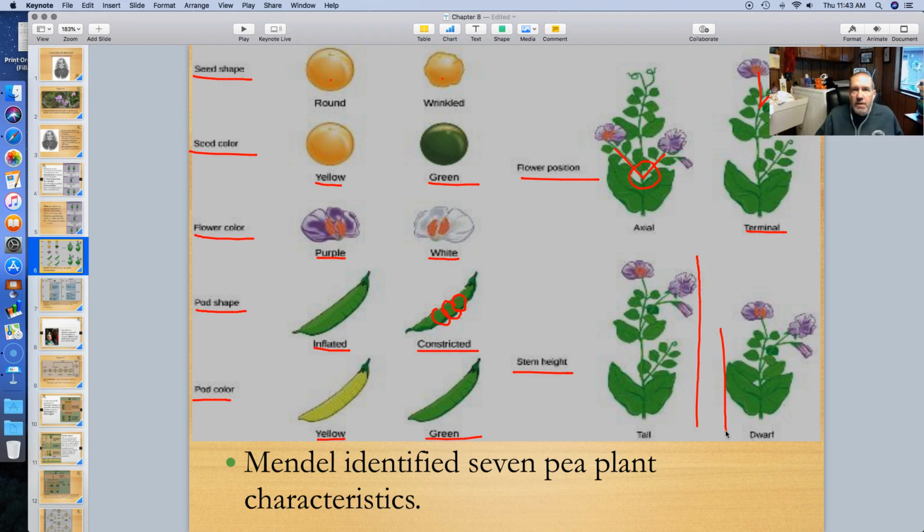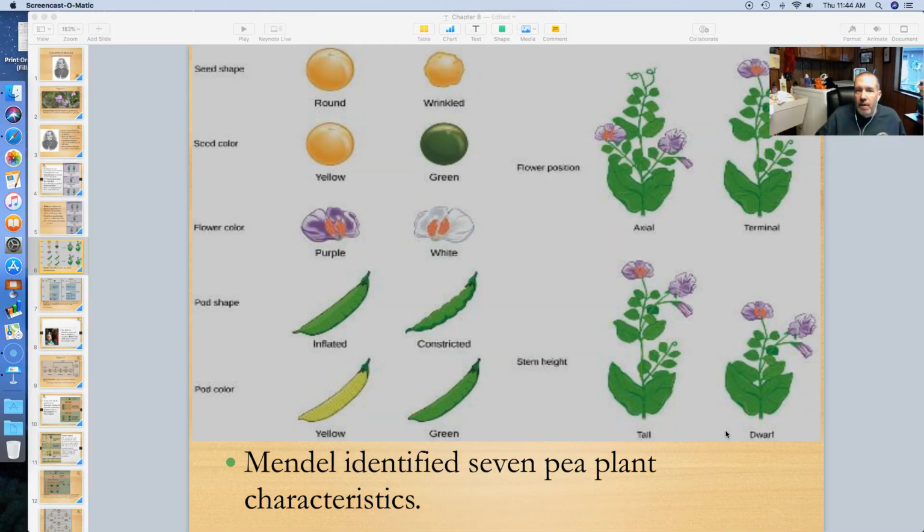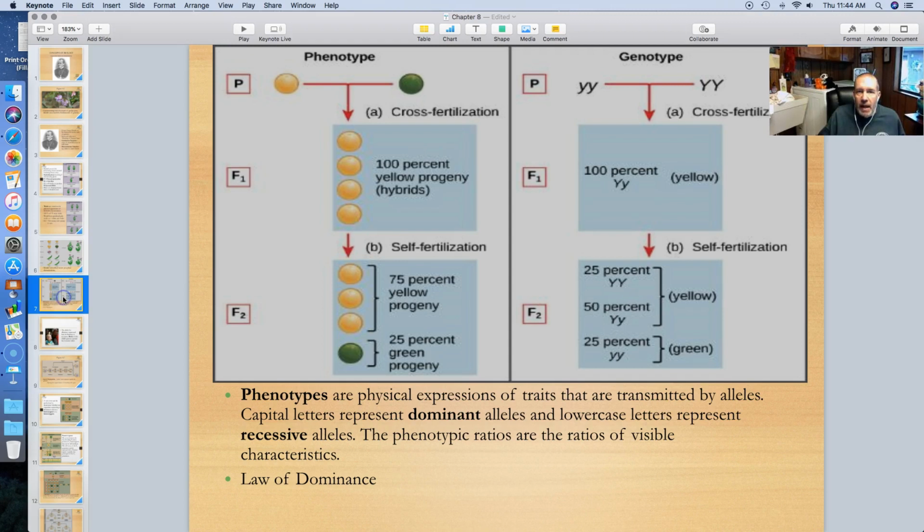So again, he didn't do this experiment just with one characteristic, because you could say, well, if it was just flower color, maybe that's just how the flower color is. But he did that experiment with a lot of other characteristics, still using the pea plant initially, but a lot of different characteristics.